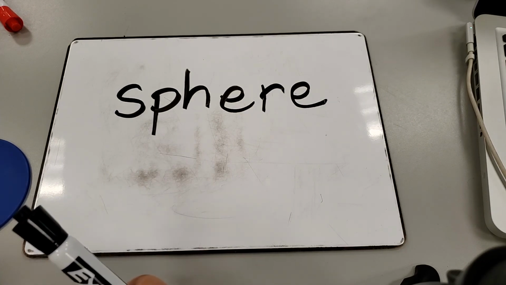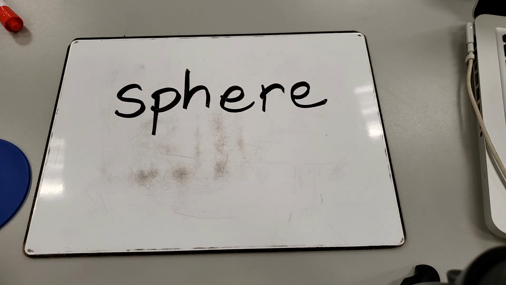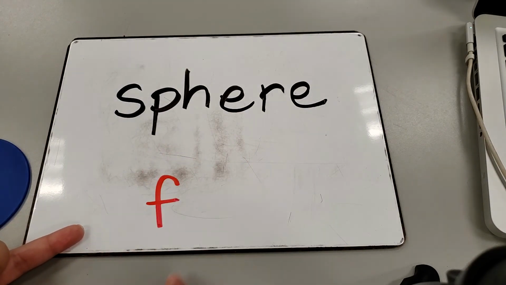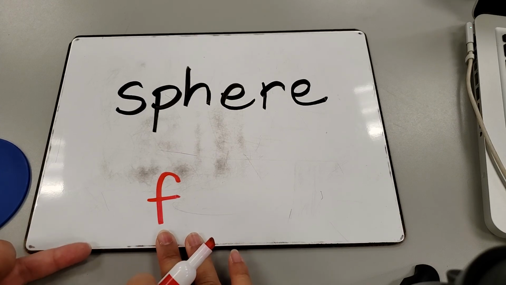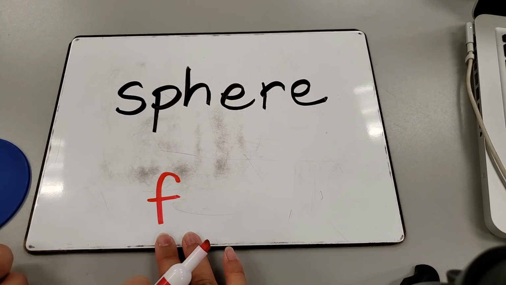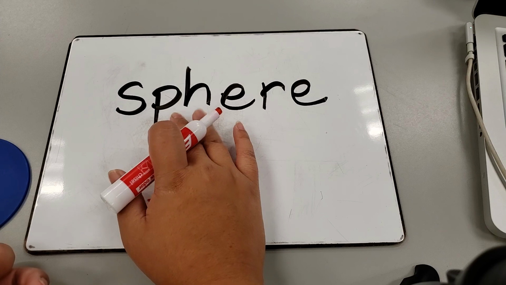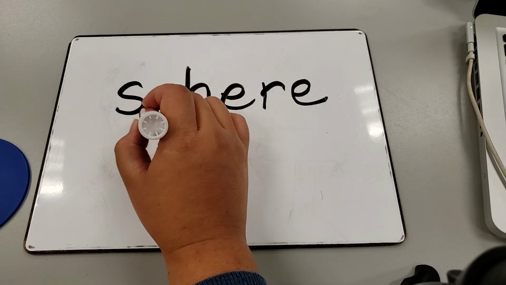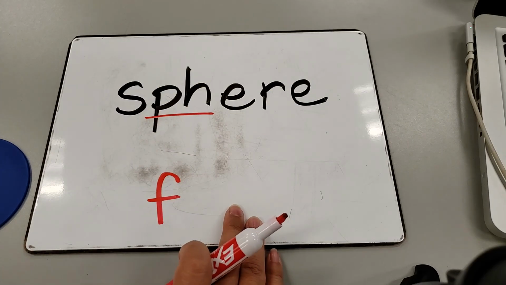Sphere. Wait a minute. Some of you might be thinking, I hear an f sound in sphere. What is one way that we spell the f sound? In English, of course, we use f. This is the letter that shows us the f sound, so we know which one to say. But in sphere, what letters do you see that are representing that sound? P and H working together.